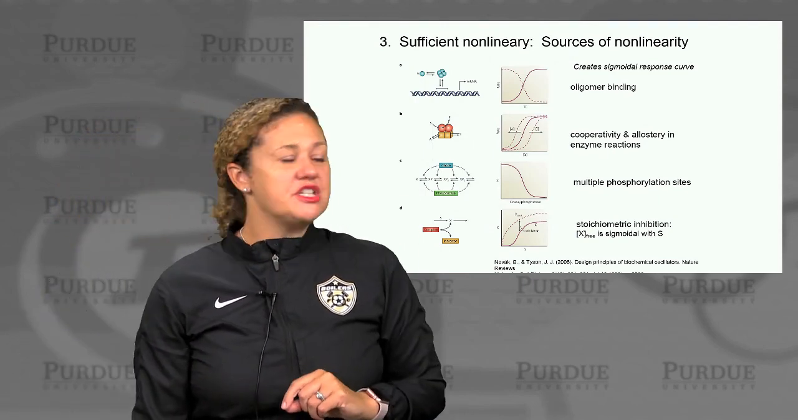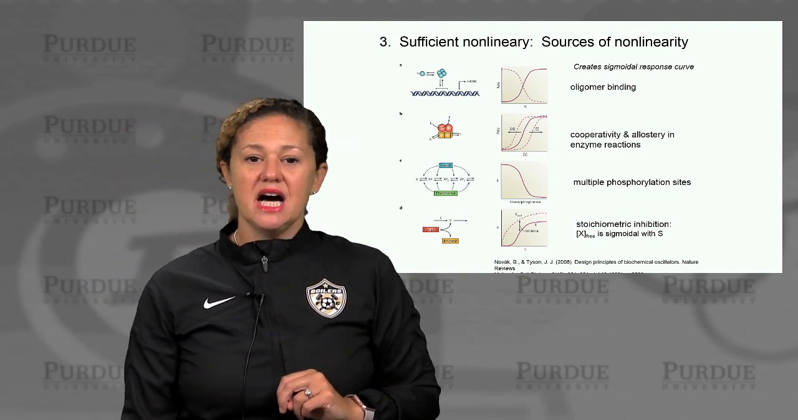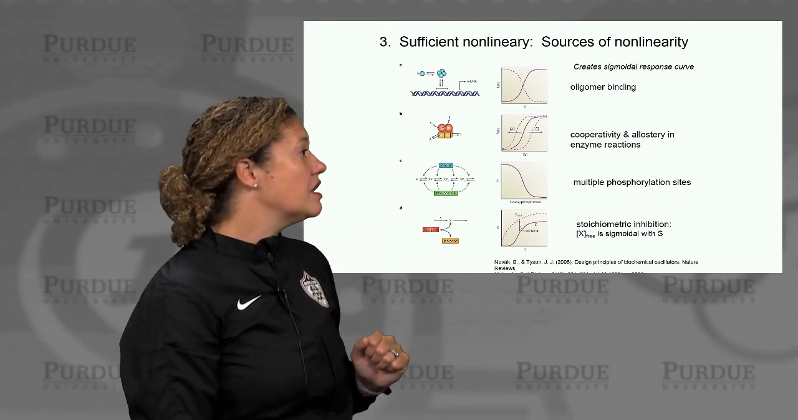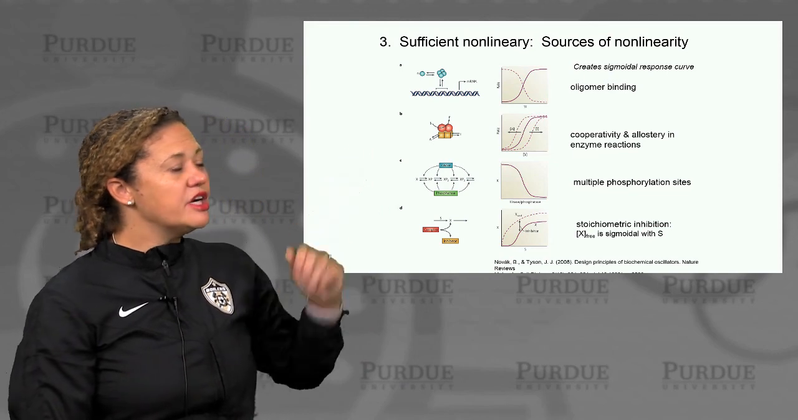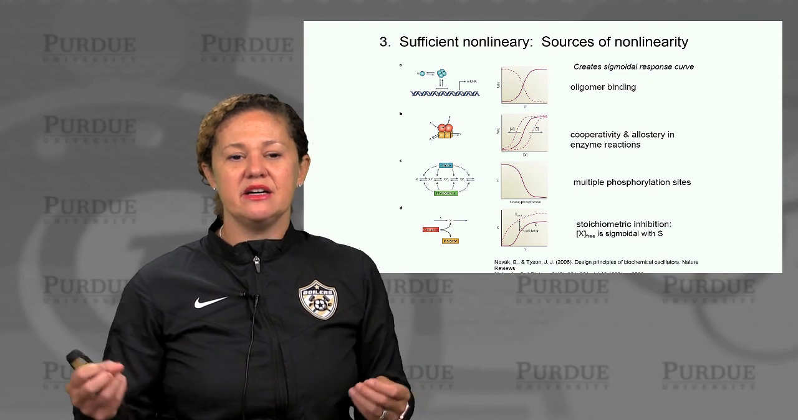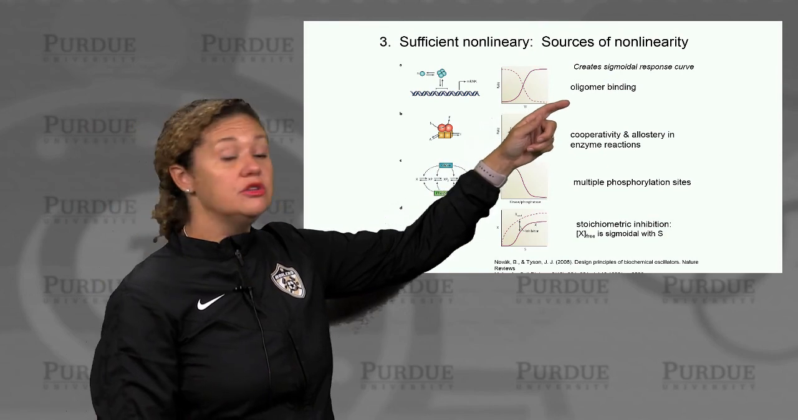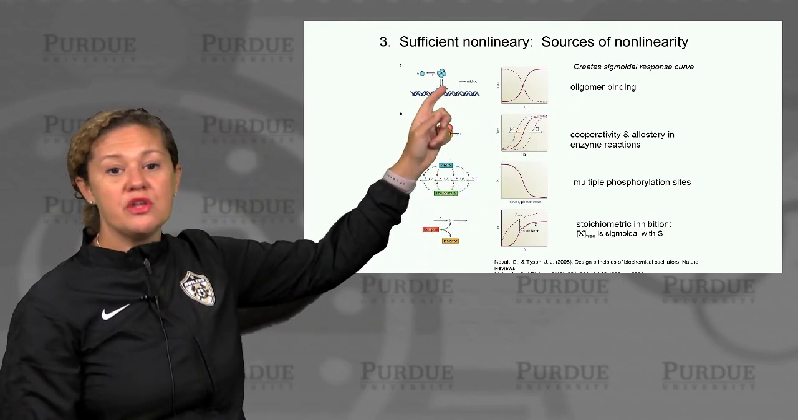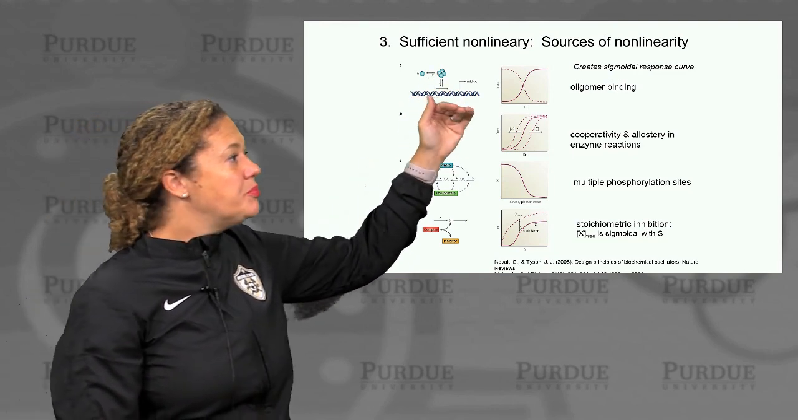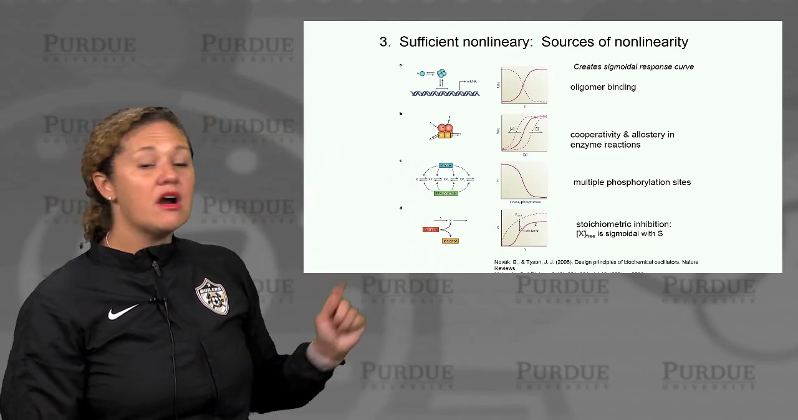So, looking at our sufficient source of nonlinearity, we've already mentioned one way of getting nonlinearity, and that's through, for example, the Hill coefficient on our Hill function. And if you recall in our Hill function, one way to change that is through the stoichiometry of binding of our activator or repressor at our DNA. So the stoichiometry or oligomer binding, in other words, requiring more than one of our activator or repressor to bind, in this case, to our gene site, creates this sigmoidal response, as we saw in our Hill function. That was one way. There are other ways as well.